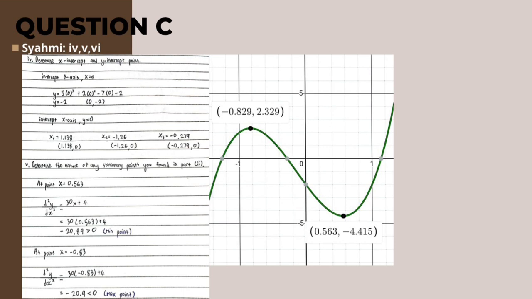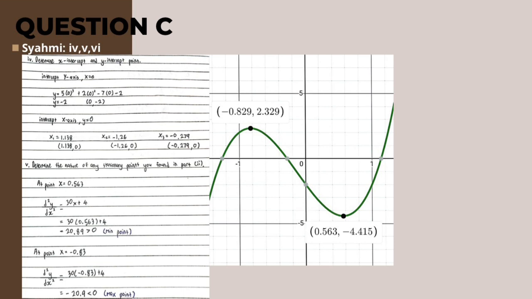For the next question, the question asks to determine the nature of the stationary point. To get that, we must differentiate dy/dx for the second time from the equation. So we get 30x plus 4.